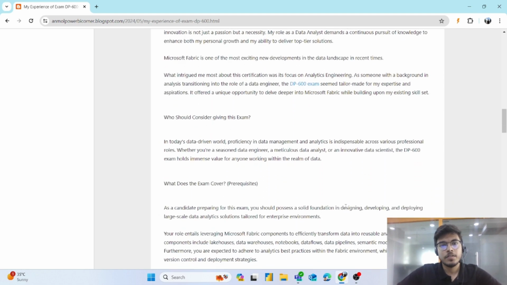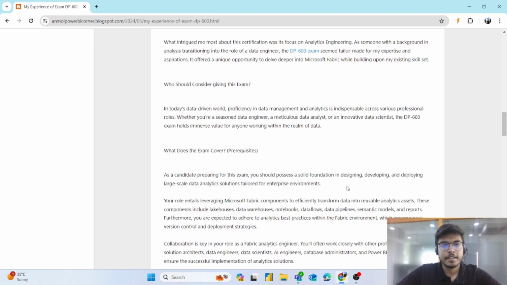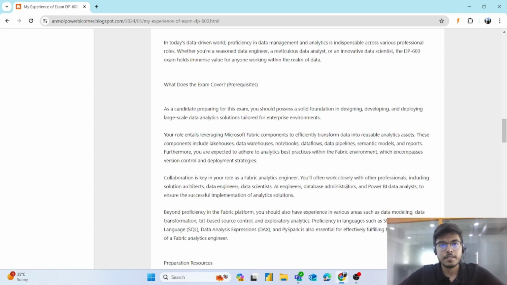After that, the main thing is who should consider giving this exam. This exam contains material for everyone. Whether you are working as a data analyst, data engineer or data scientist, you can go for this exam. This covers all. As I mentioned, Microsoft Fabric contains modules related to data science, data engineering, and data analytics, but the exam is mainly focused on the data engineering and data analysis part.